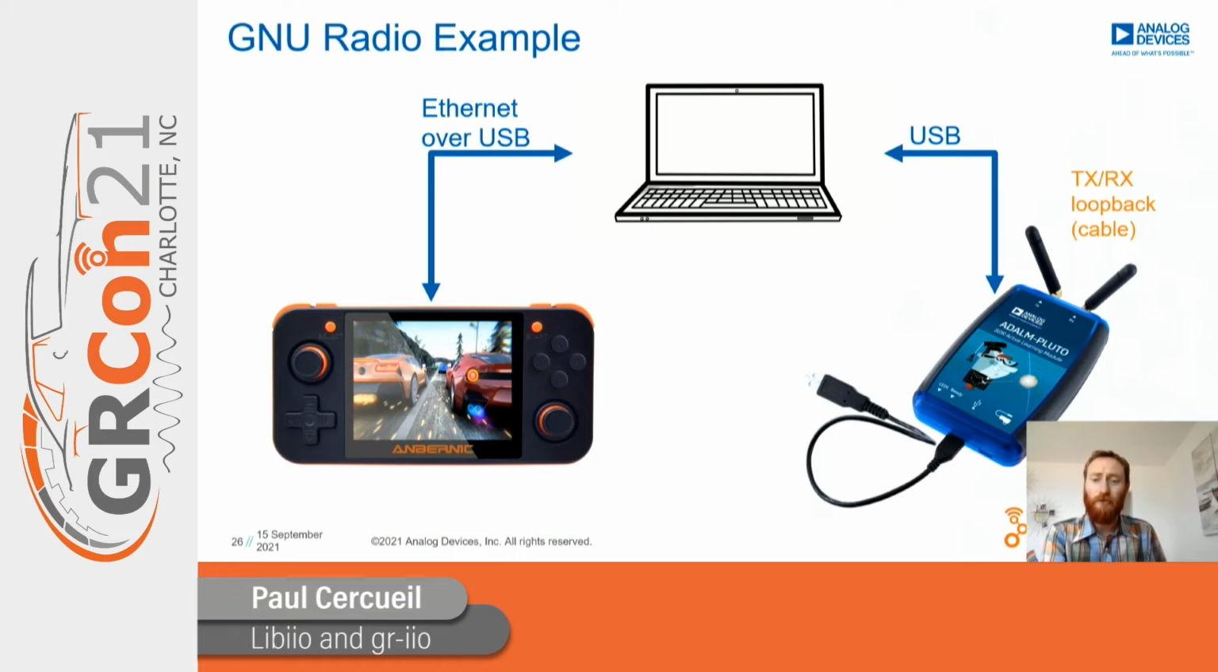Now I'm going to present you with a flow graph demo. I'm going to use the ADALM-PLUTO device from Analog Devices. It has a loopback cable between the TX and the RX, and it's connected over USB to my laptop. On the other side, I have a gaming handheld that is connected over USB as well. That runs Linux, and the joystick is connected to an IO device.